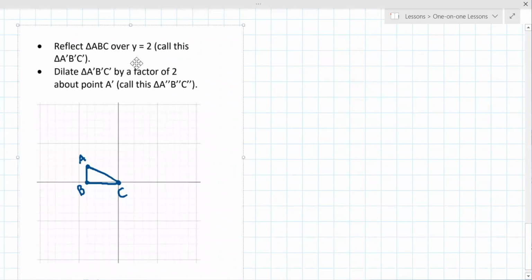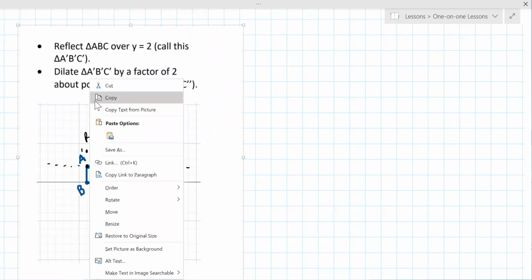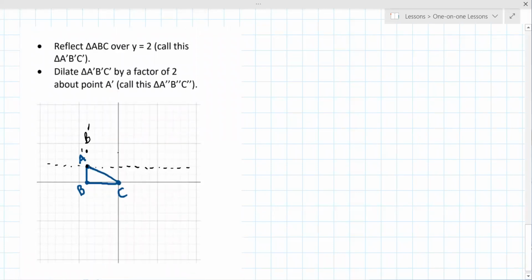Okay, so let's do them one at a time. Y equals 2. It's good to draw that line. The line is right there. So when you're reflecting it, if it's right on the line, it stays there. That's A prime. B comes up here. That's B prime. And then C prime is up here. So it looks like this.